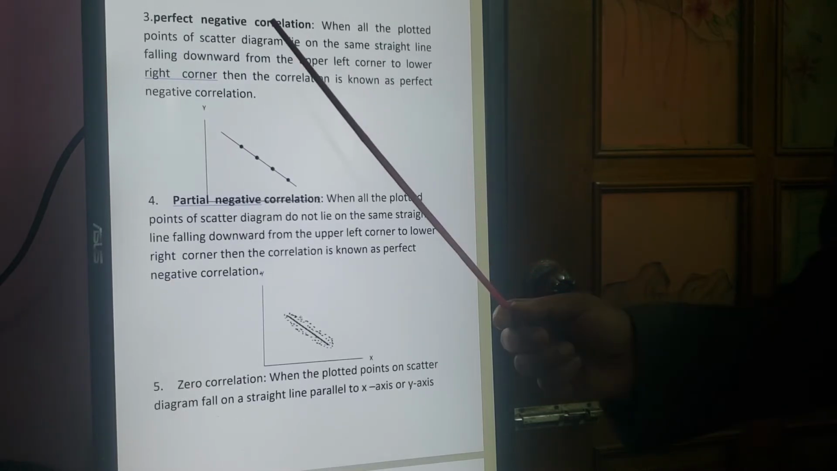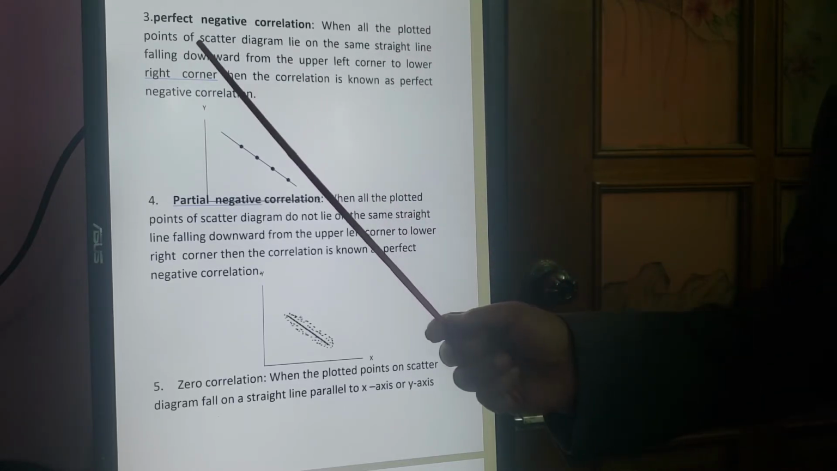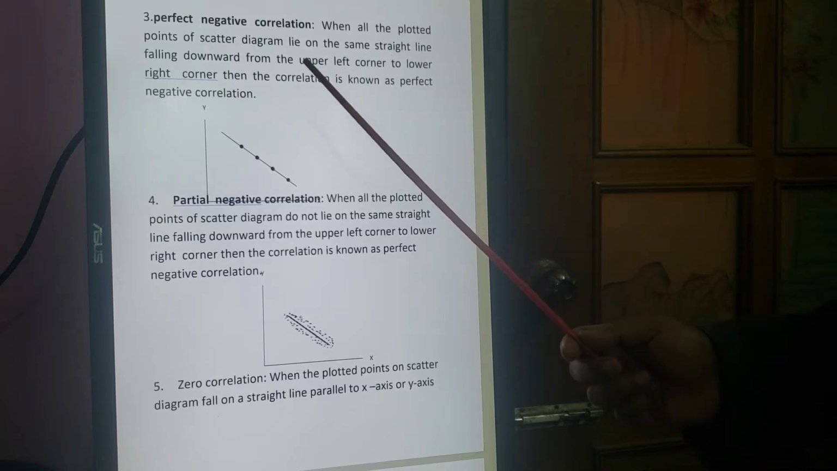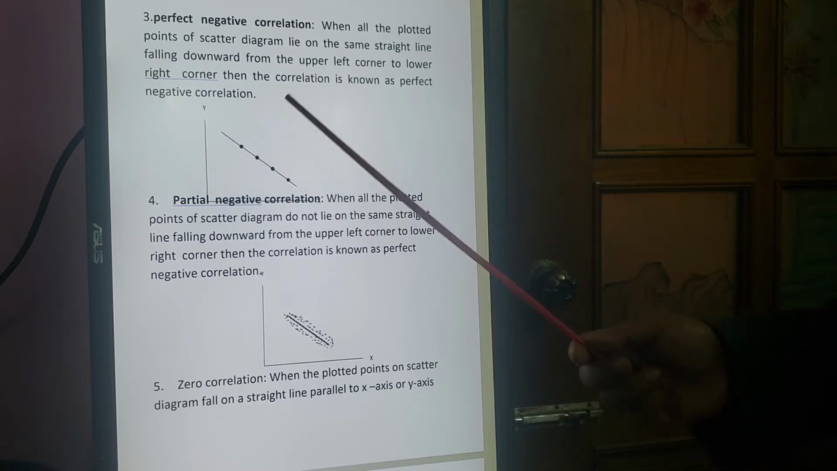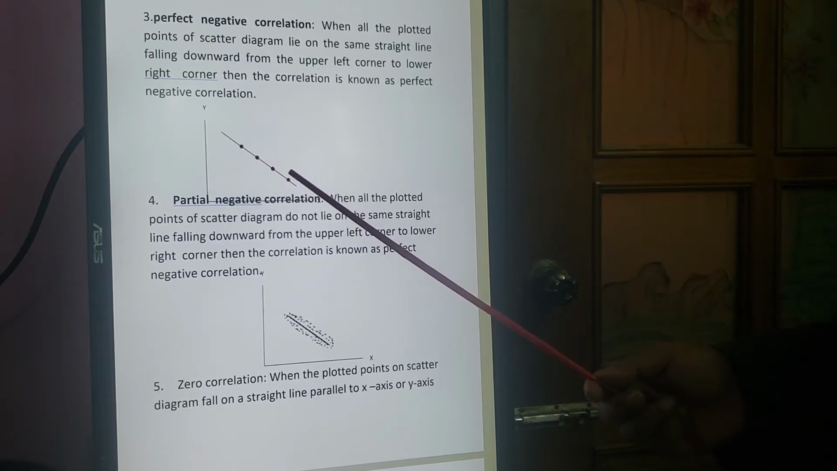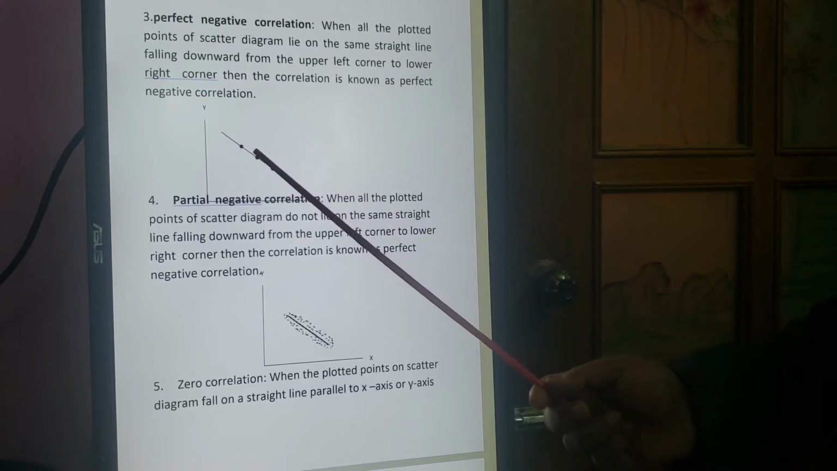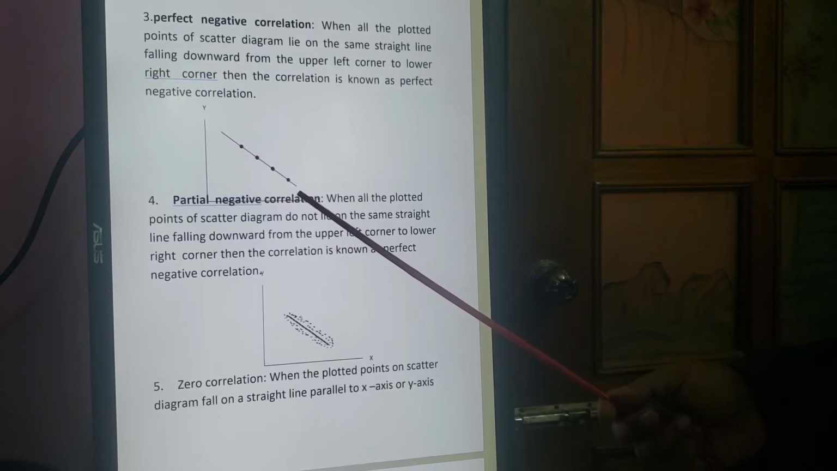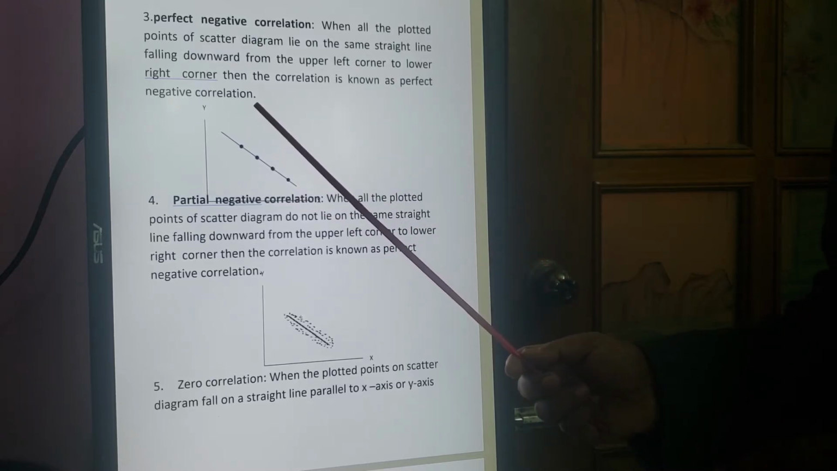Now perfect negative correlation. When all the plotted points of the scatter diagram lie on the same straight line, again the same straight line, but the direction of the line is not the same. Here it is falling downward, from the upper left corner to the lower right corner, then the correlation is known as perfect negative correlation.